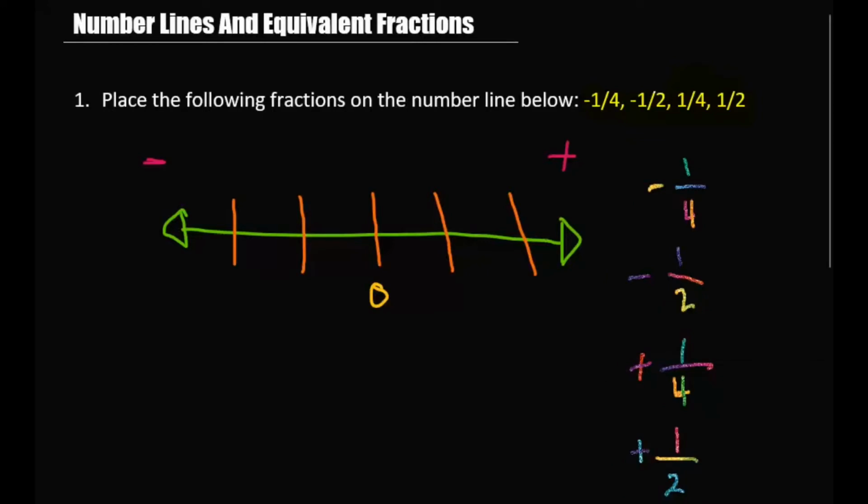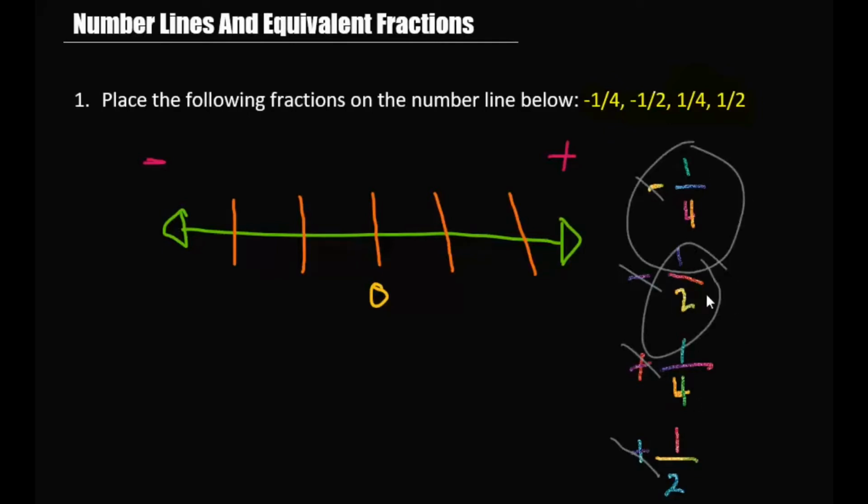So what we want to do first, always, is have a common denominator. We are going to put away the negative signs and the positive signs and just use two numbers, 1/4 and 1/2, because we have two 1/4 and two 1/2, so we're just going to use one of each. So here we have 1/4. And here we have 1/2.